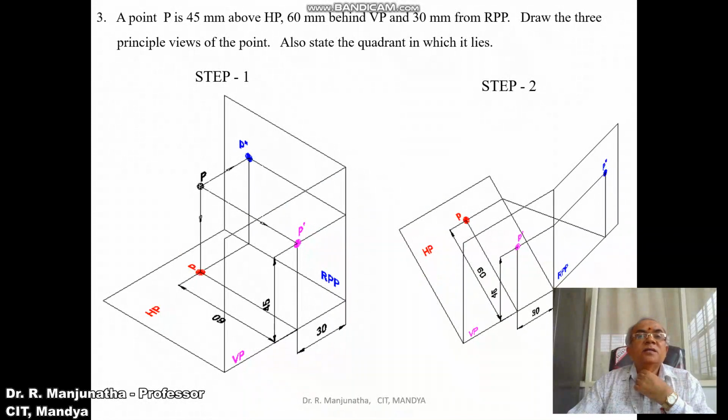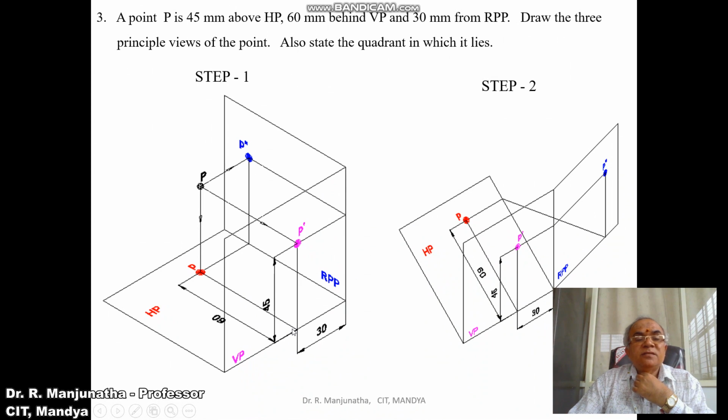Now we will analyze with respect to the distances. When you look from the front view, we can see the distance above HP. That image, when projected, will be seen on the vertical plane, so this distance becomes 45 mm above HP. And when you look from the top view, we can see the distance behind VP. When projected onto the horizontal plane, it will be seen here. So this distance becomes 60.